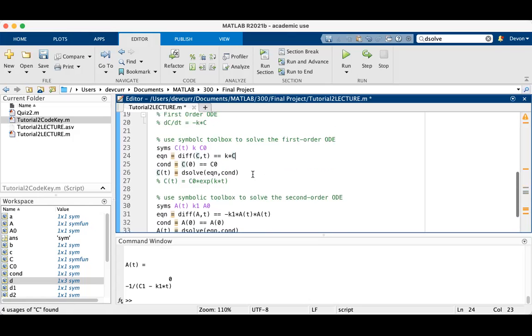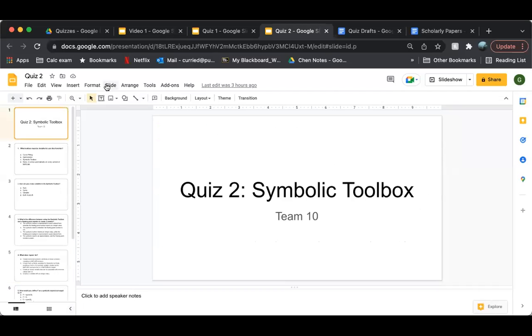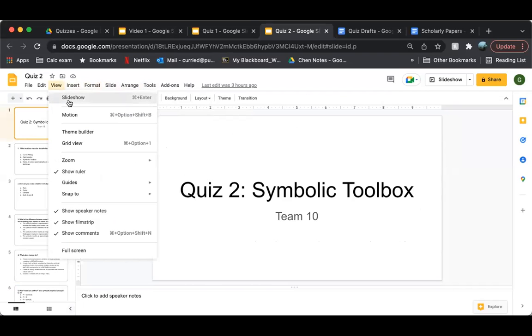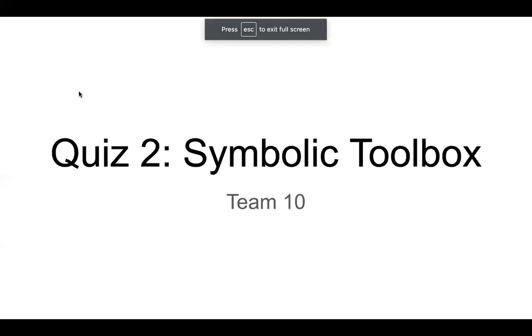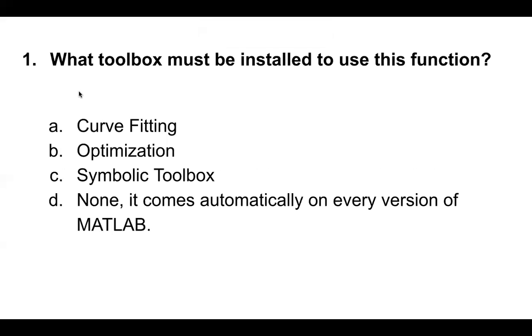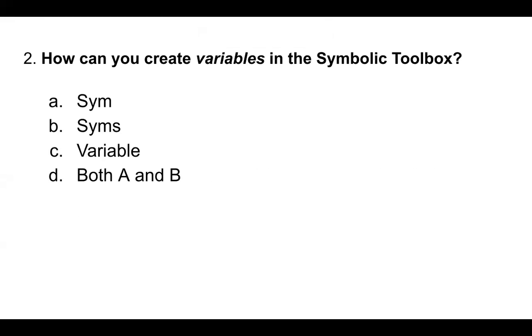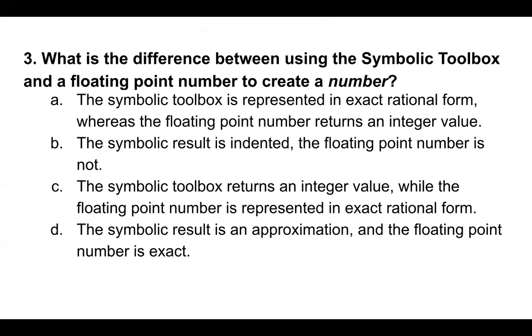So pretty helpful, right? We are going to switch to this. So this is our quiz for presentation. Oh my God, view slideshow. All right, that took me a minute, sorry. So what toolbox must be installed to use this function? How can you create variables in the symbolic toolbox? And what is the difference between using the symbolic toolbox and a floating point number to create a number?